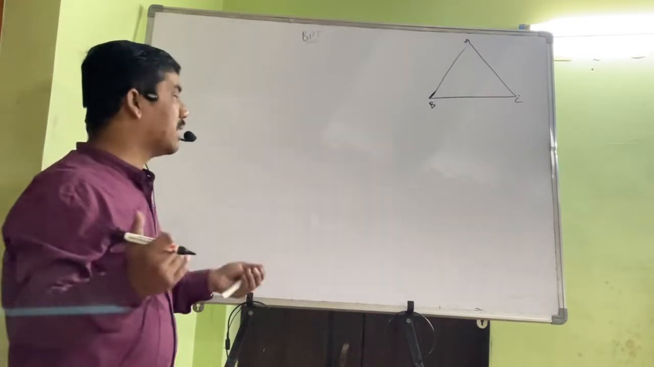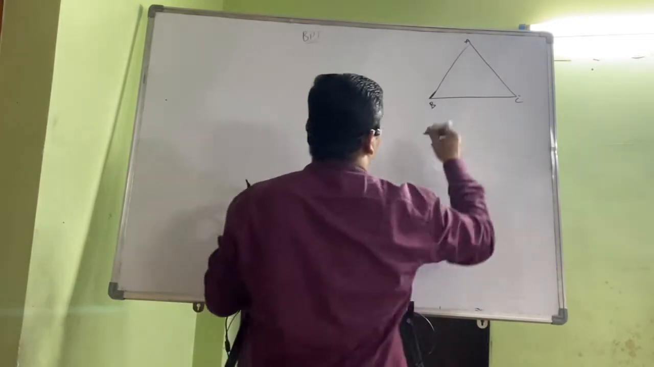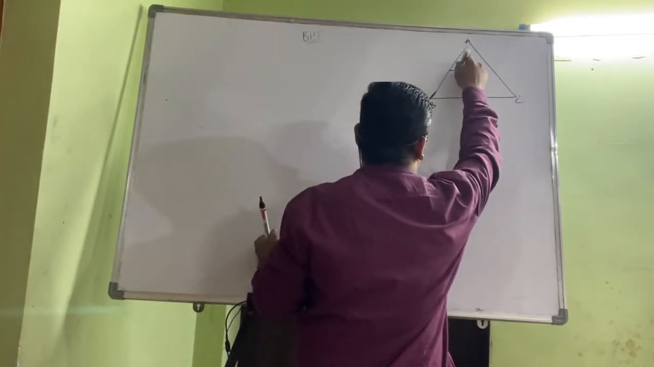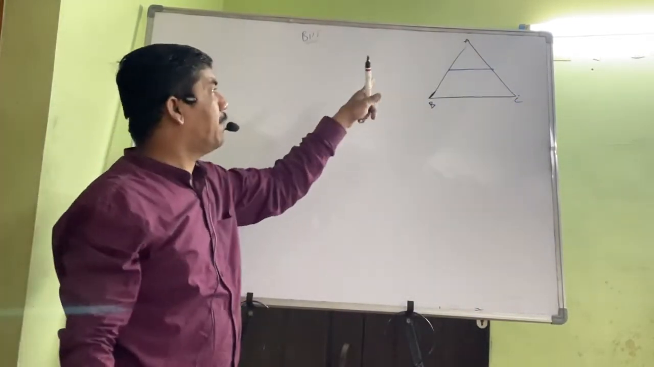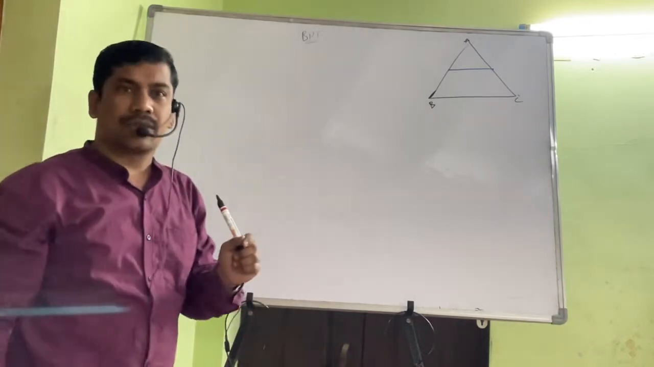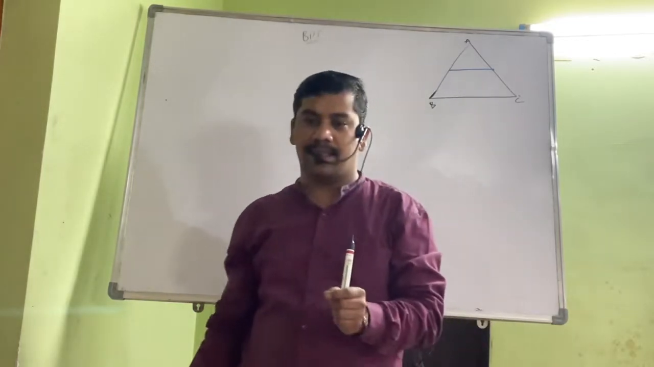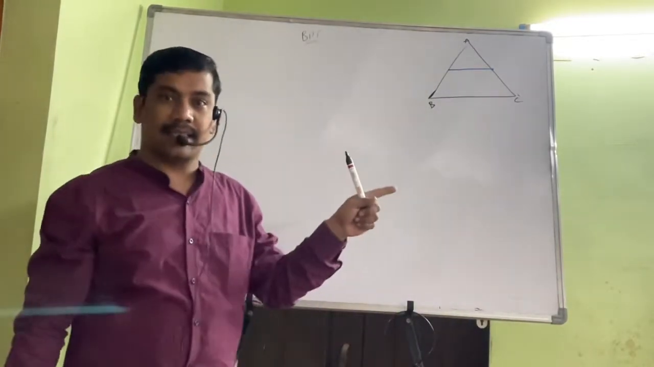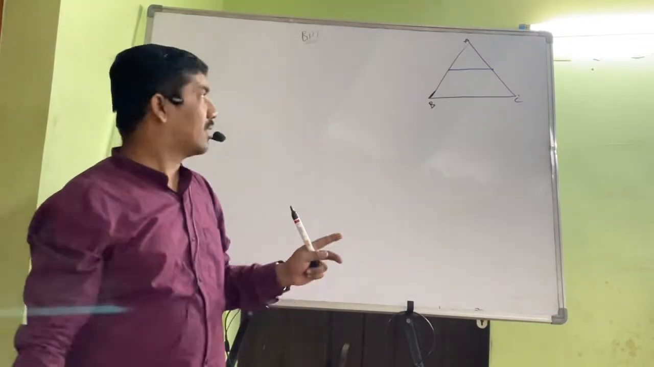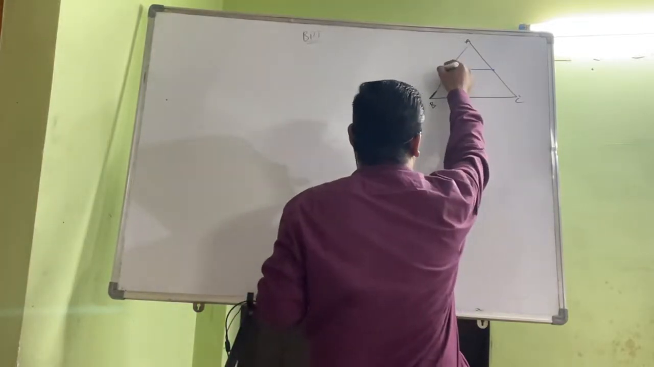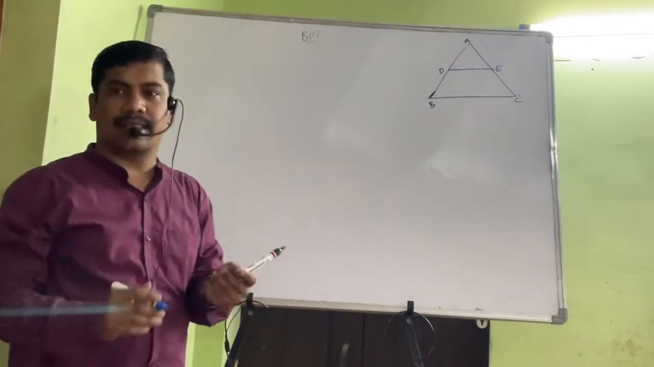Suppose I am drawing a line parallel to BC. This is BC, and I am drawing the line parallel to BC. So whenever you draw a line parallel to any one side of the triangle, that line will divide the other two sides in equal ratio. For example, these two points we will take as D and E. Clear?